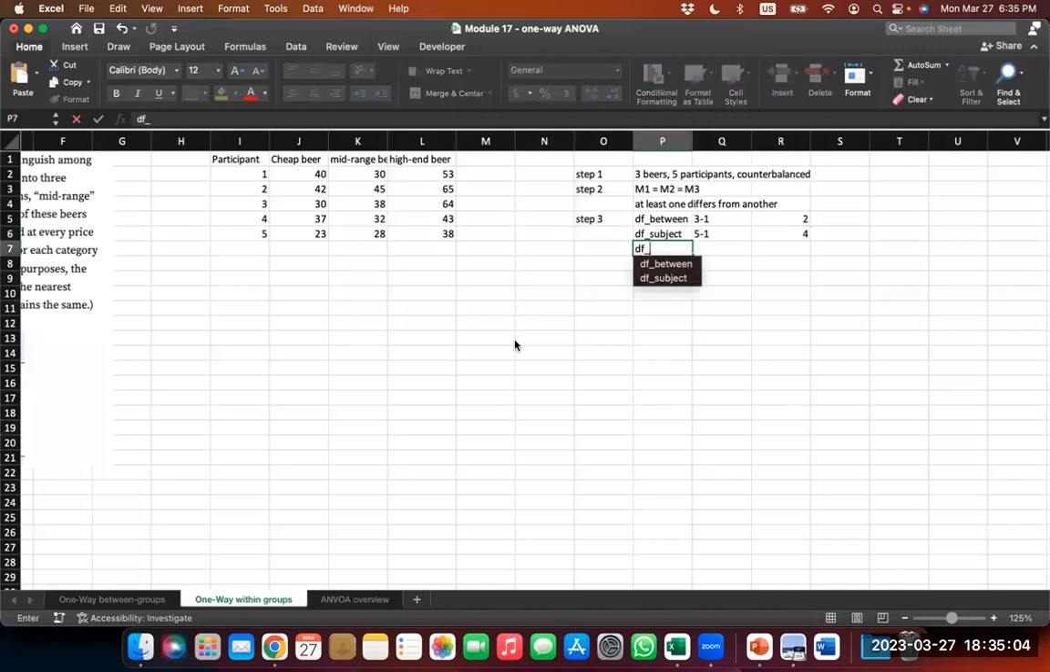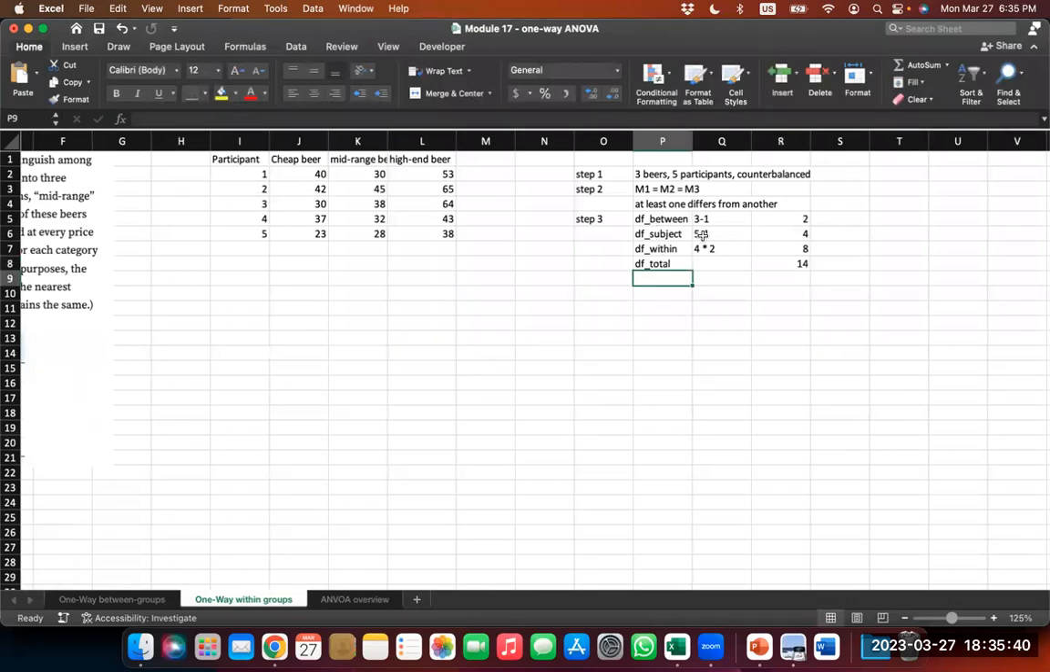Degree of freedom within is now four multiplied by two. So that's eight. And degree of freedom total is now the sum of all these, or n minus one. So it's either five multiplied by three minus one, that is 14, or it's the sum of these three, which is, what a surprise, also 14. Good. So that's characterizing our comparison distribution.